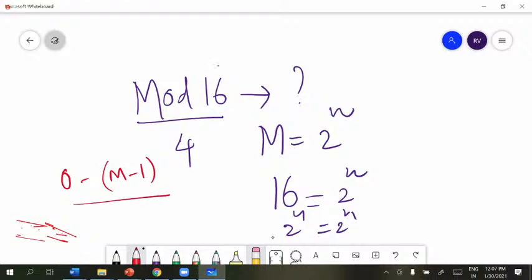Whether it is mod 16 or mod 10, if it is a mod 10, what is its counting sequence then? 0 to 9. If it is a mod 8, 0 to 7. Mod 12, 0 to 11. Mod 100, 0 to 99. This expression is enough for us.